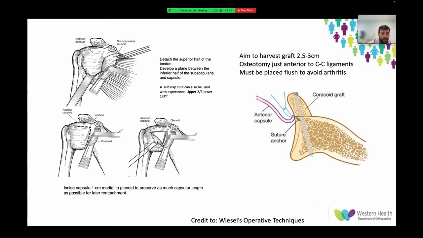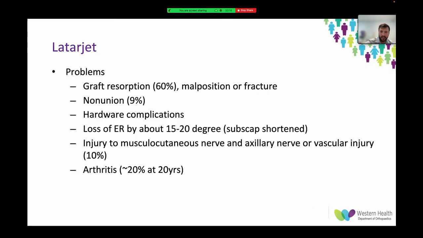The graft should be 2.5 to 3 centimeters, and the osteotomy is done just anterior to your CC ligaments. And the key really is that you want to place this flush to avoid arthritis. The anterior capsule is then stitched in front of your graft to thereby make your graft extra articular, so you don't have cartilage rubbing on a non-articular surface.